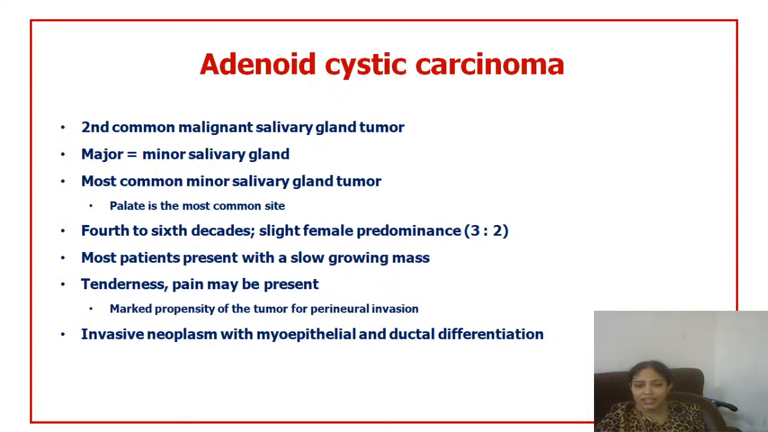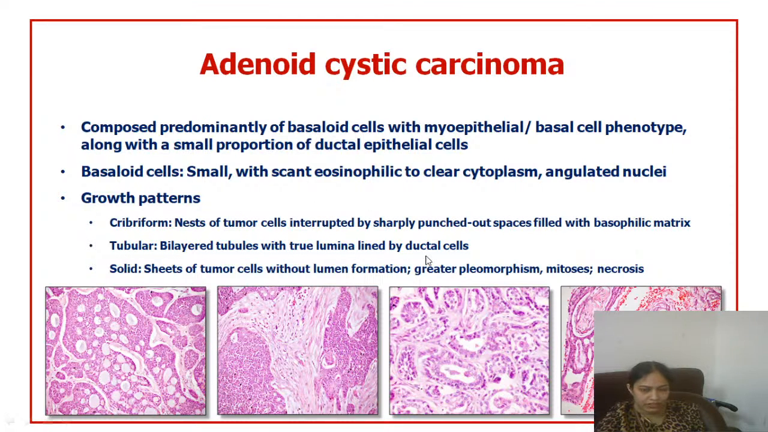This tumor has a very high propensity to invade the nerves. So small nerves which are present are frequently invaded, and then it grows along these small nerves to the larger nerves and can reach the facial nerve and invade it, which is when the patient has tenderness and pain. So this develops from both the myoepithelial cells and the ductal cells, so it has a divergent phenotype.